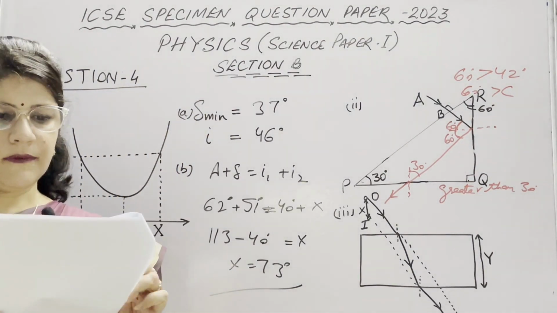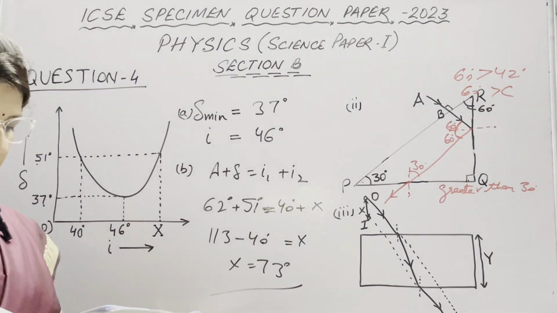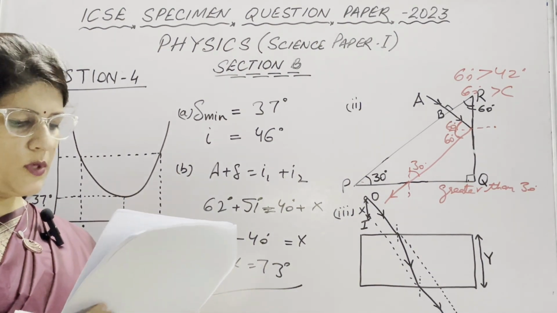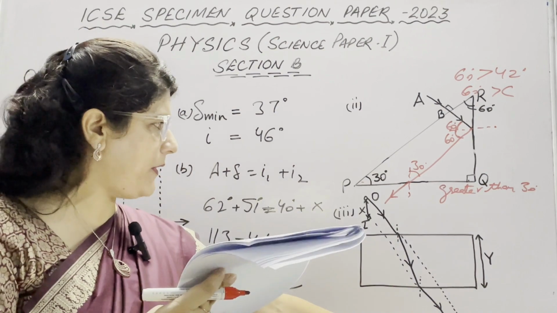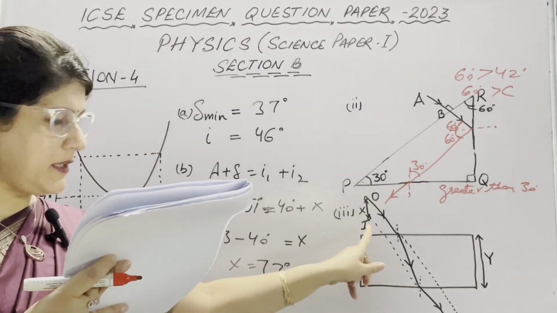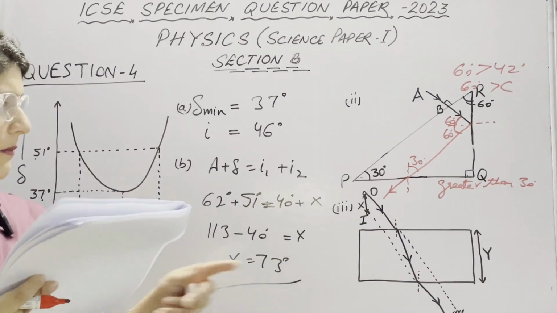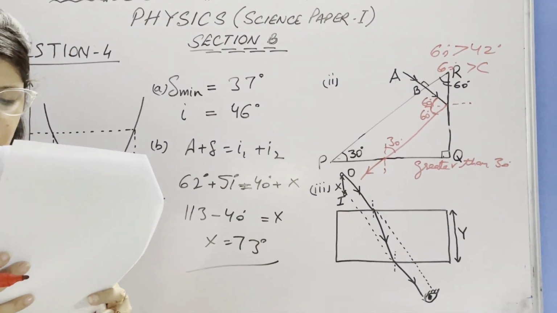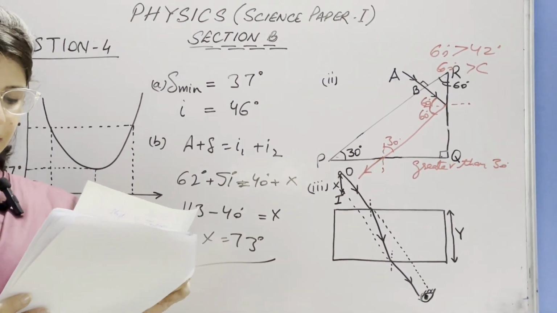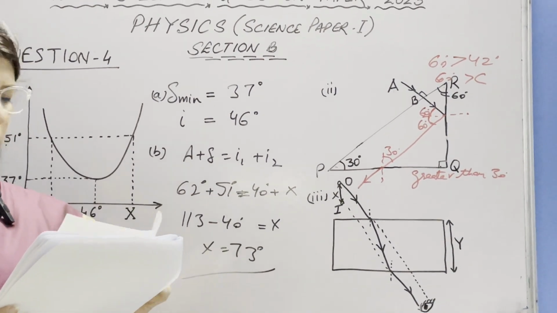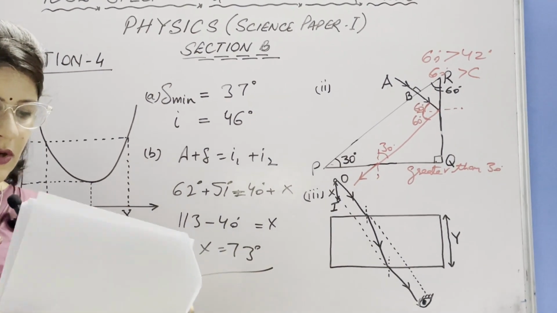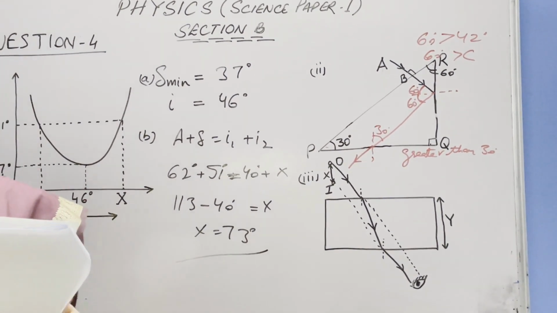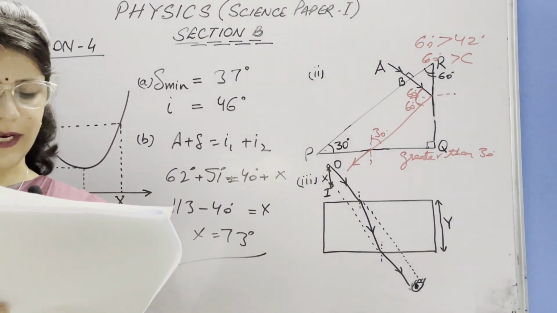Now in the third part, you can see a rectangular glass block is given. The diagram shows that an observer sees the image of an object. This is the object and this is the image I, seen by an observer who is standing here. Name and define the phenomenon responsible for seeing the image at a different position. Now we all know that this is refraction of light. Now the definition is also required. We need to write the definition of refraction here.